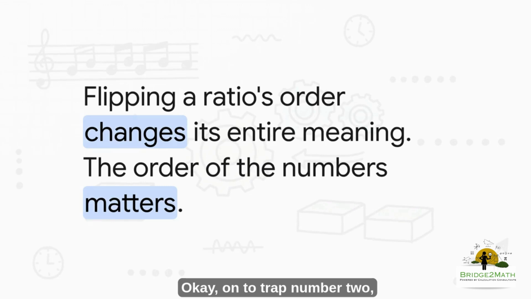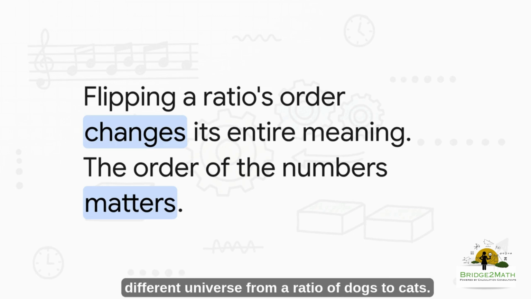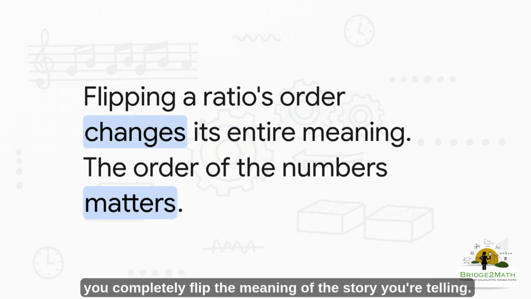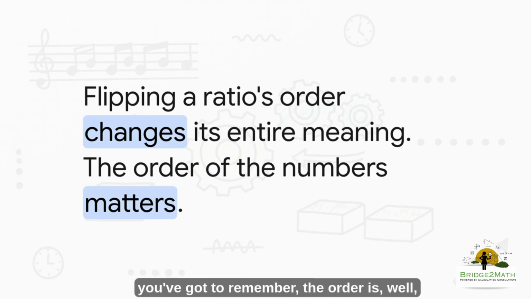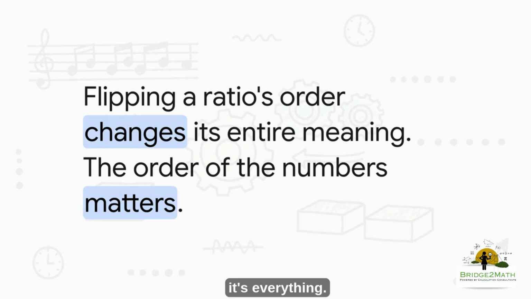Okay, on to trap number 2, and this one is all about order. Think about it. A ratio of cats to dogs is a totally different universe from a ratio of dogs to cats. If you flip those numbers, you completely flip the meaning of the story you're telling. With ratios, you've got to remember, the order is, well, it's everything.